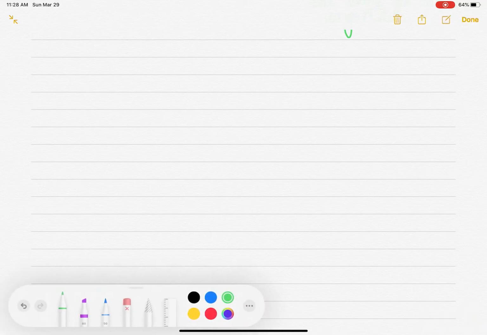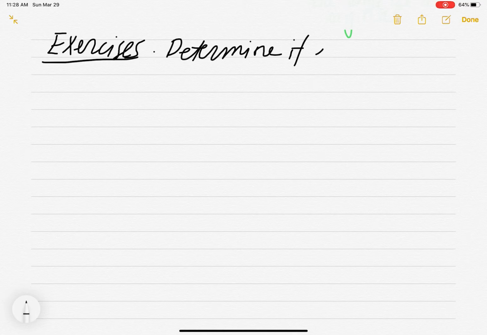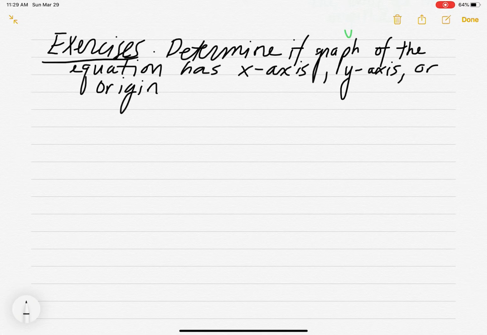So some exercises. Determine if the graph of the equation has x-axis, y-axis, or origin symmetry. So we want to test for all three types of symmetry, all three types.